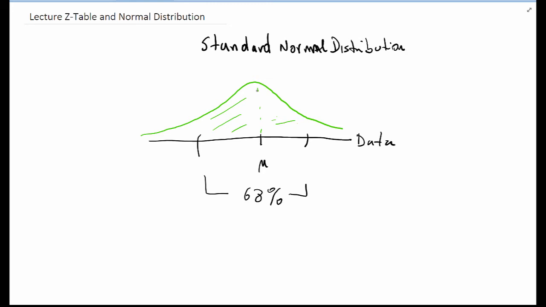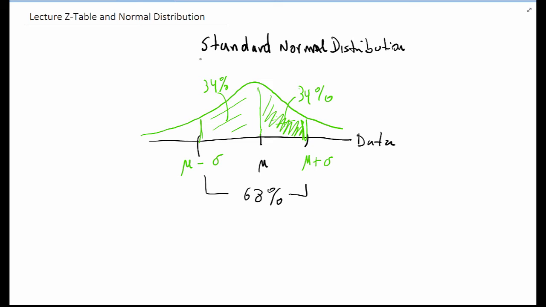So the region under the curve right here represents the percentage of values that are within a distance from the mean. Right here, this would be 34%, if this value is one standard deviation above the mean. And if we take one standard deviation below the mean, then we have the other 34%. So that's the idea of the density function.